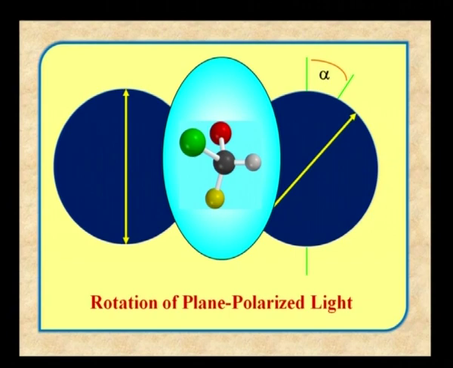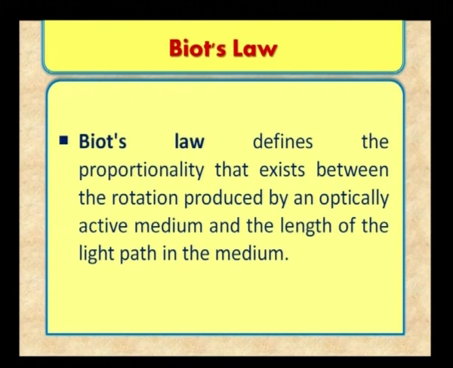Now, through what angle is it rotated? What is the concentration of the solution? There is a law given by Biot. Biot's law defines the proportionality that exists between the rotation produced by an optically active medium. As I told you, the usual thing is that students do the saccharimeter, polarimeter experiment. You have a tube in which you keep the sugar solution and you find the angle alpha, the concentration, the length of the tube, the length of the light path through which light is passing, and so on.